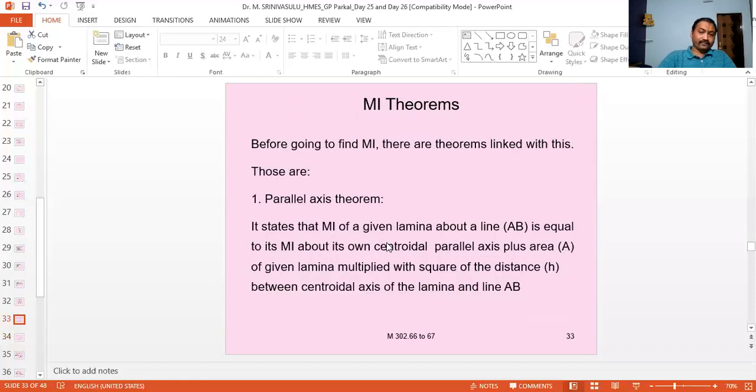So here, the parallel axis theorem definition is also required. So this is the statement.